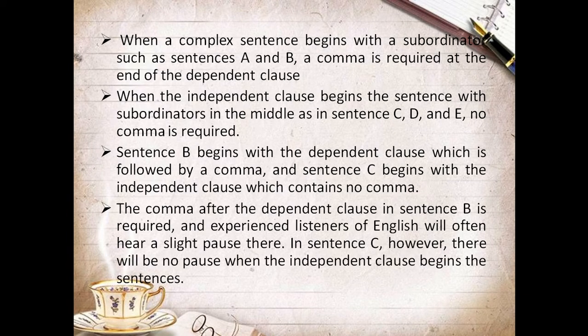And the last one, the comma after the dependent clause in sentence B is required. An experienced listener of English will often hear a slight pause there. In sentence C, however, there will be no pause when the independent clause begins the sentence.